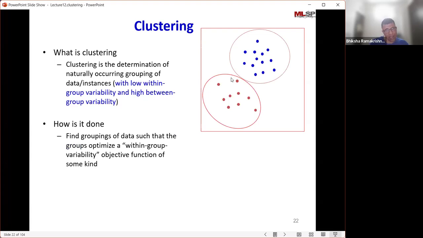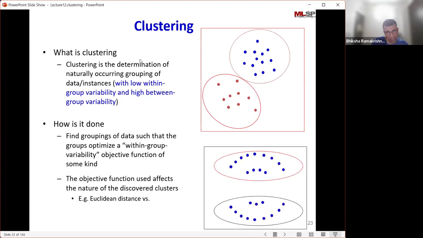But then, in order to do this, we need to quantify a few things. We want to find groupings such that the groups optimize a within-group variability objective function of some kind. So we need to quantify the within-group variability of all of these guys. And the nature of the function affects the clusters you will get. So for example, if I were just looking at how far all of the data points within any cluster are from the mean of the cluster, then in this data, the two obvious clusters are these two guys, right? But can you identify two other ways of clustering these data?